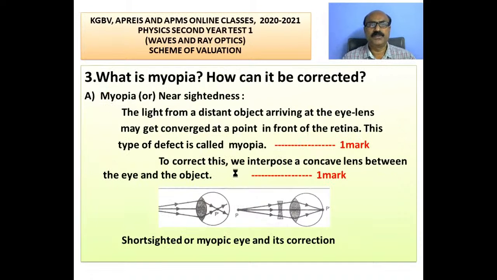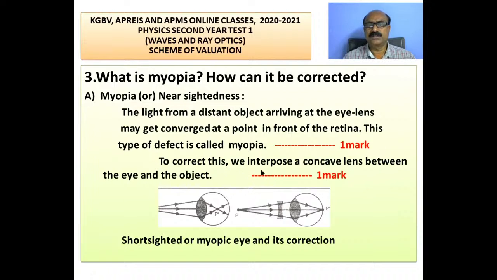The third one. What is myopia? How can it be corrected? Myopia, nearsightedness. The light from a distant object arriving at the eye lens may get converged at a point in front of the retina. In this case, see the object image is formed in front of the retina, P dash. So this type of defect is called myopia. It carries 1 mark. So, correction.